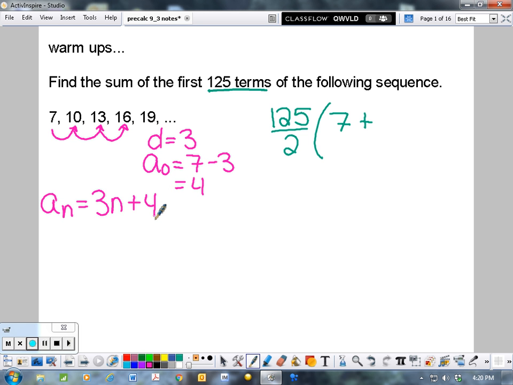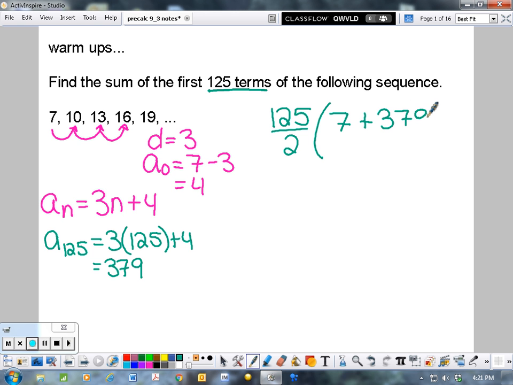So now, if I want to find that 125th term, so I can figure out what all those terms add up to, I'm just going to go ahead and plug in 125 in for n. So this will be 3 times 125 plus 4. And we get 379. So this is the number we're plugging in up here. And now we can actually figure out what that sum would be.